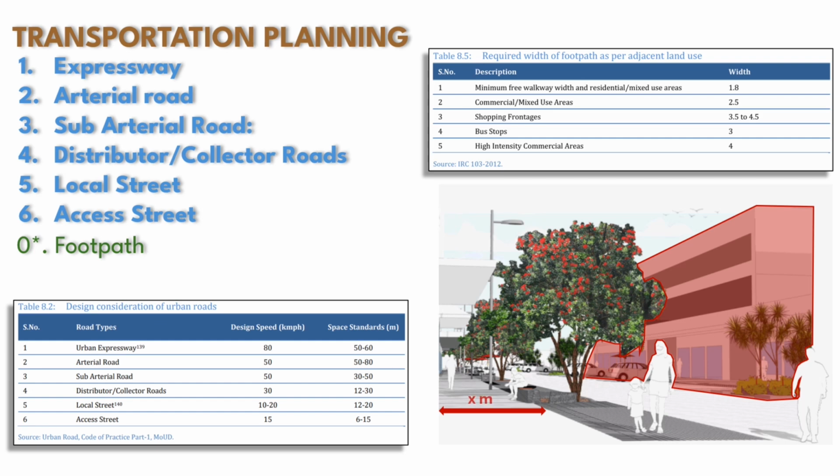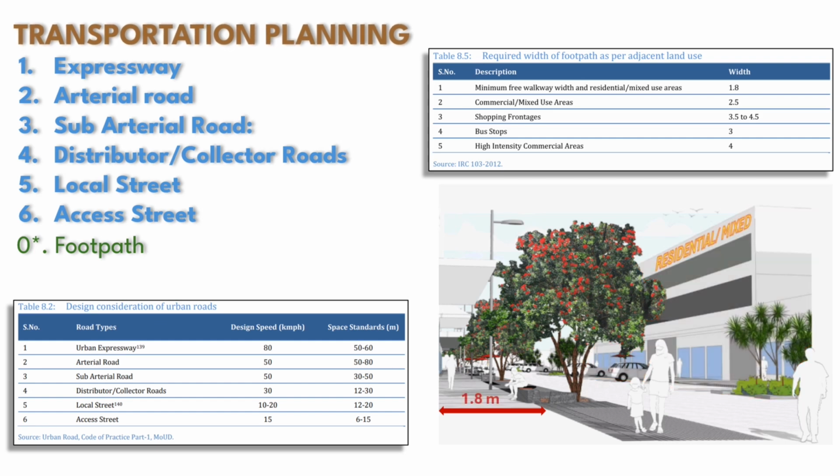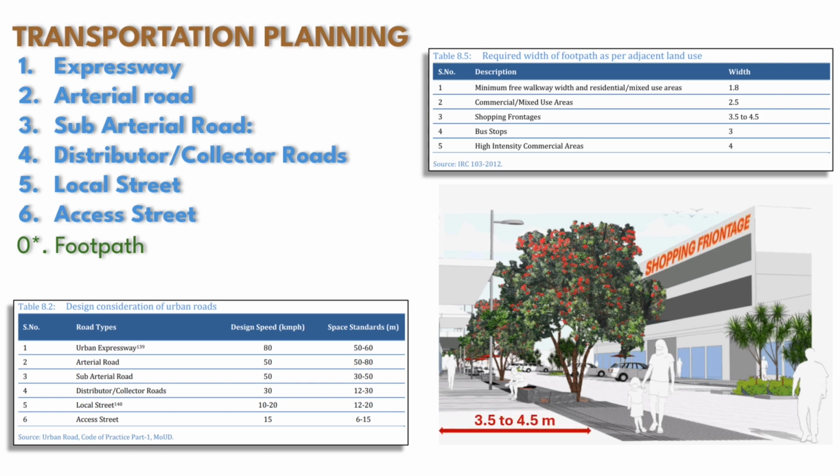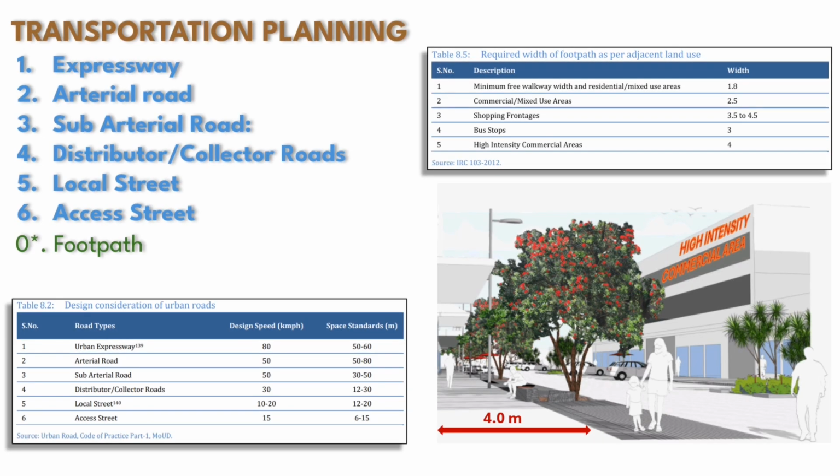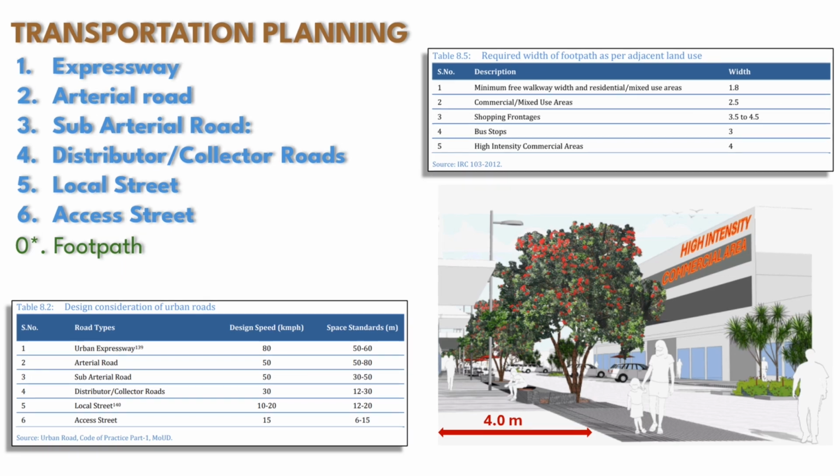If the adjacent land use is residential or mixed, the width of footpath in front of the road will be 1.8 meter. If the land use is mixed commercial, then the width will be 2.5 meter. For building usage such as shopping frontages, it should vary from 3.5 to 4.5 meter. Width of footpath adjacent to bus stops should be 3 meter. And for places such as high intensity commercial areas, the width of footpath should be at least 4 meter.